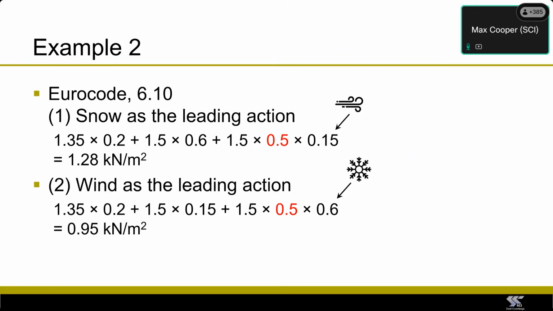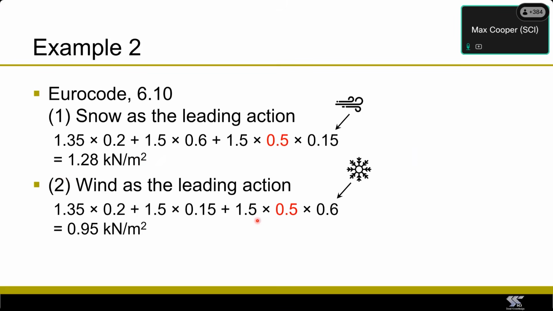So again, looking at equation 6.10 first, we have the first example. We'll look at snow as the leading action. So we have our permanent actions, our dead loads, multiplied by 1.35. We have snow at the level of 0.6 multiplied by 1.5, and then we have wind as our accompanying action, and therefore we use psi naught of 0.5. And that gives us a total of 1.28 kilonewtons per meter squared.